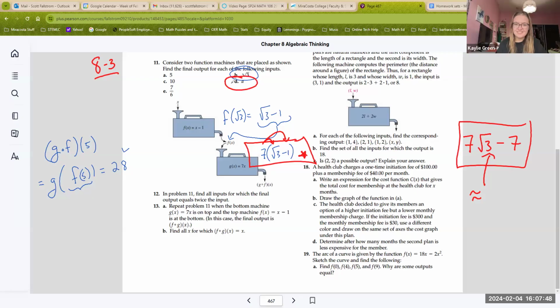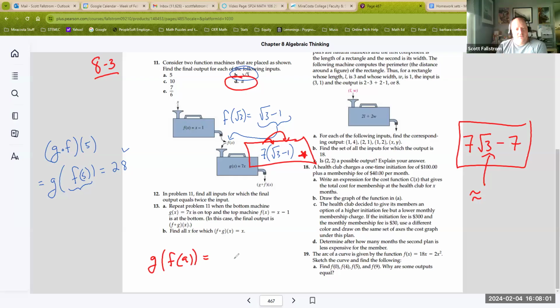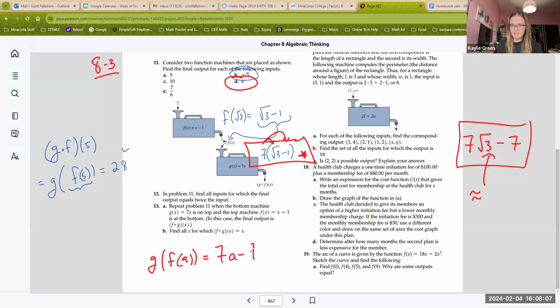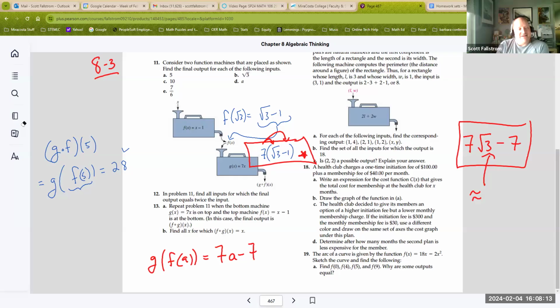You said you were okay with D, right? What did you get for D, if you don't mind me asking? For D, I did the exact same thing we just did. I input A as X, and then I ended up with 7A minus 7 because I did distribute. Interesting.